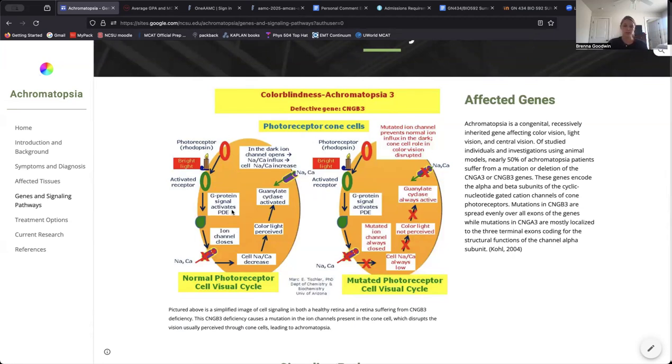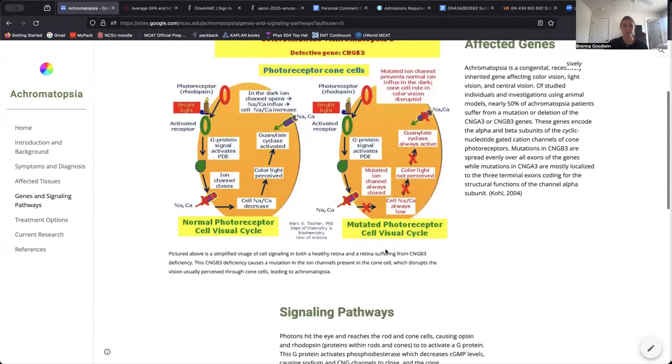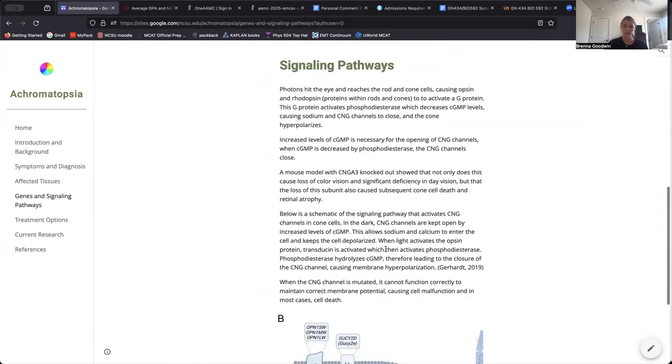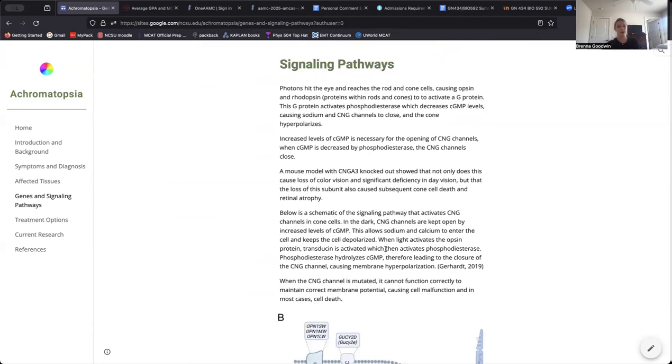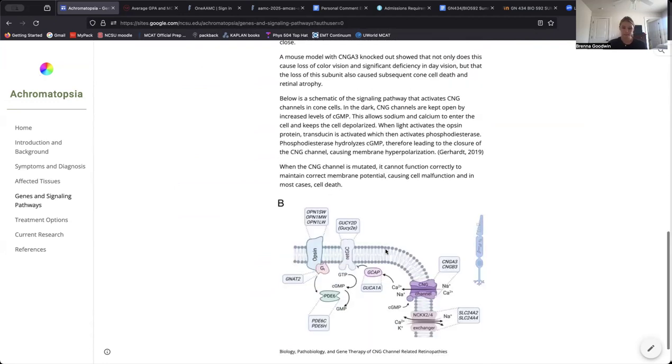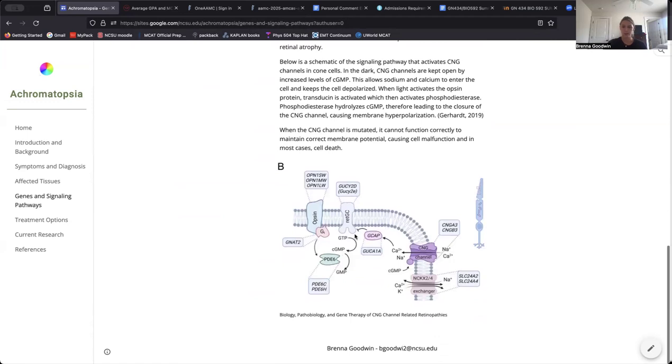And then this image right here just shows a really good overview of the signal transduction system in a normal photoreceptor and then a mutated photoreceptor. And then this is a little bit more into the signaling pathway of CNG. And then this photo is a little bit more detailed on the role of CNG in the signaling pathway to hyperpolarize the photoreceptor.